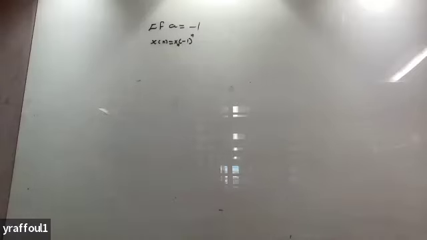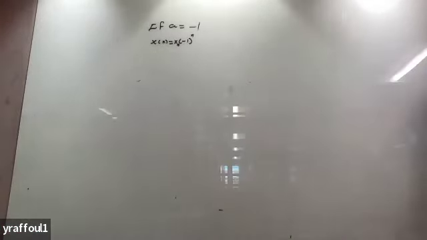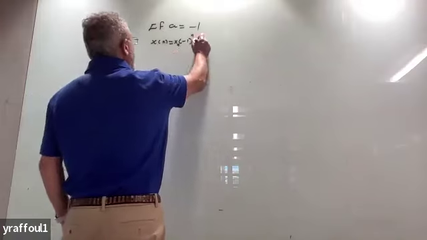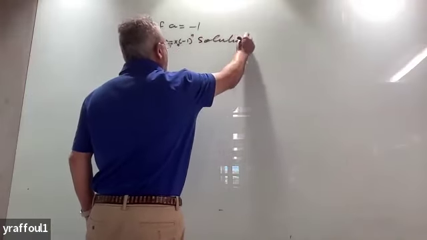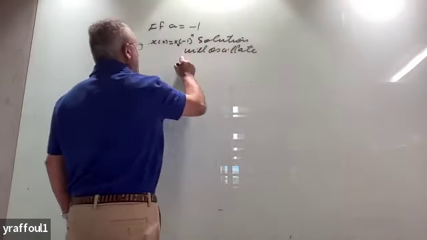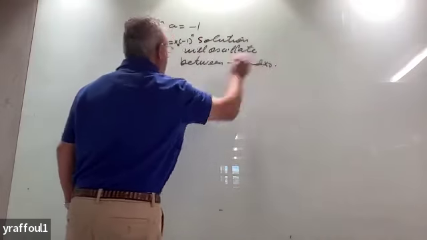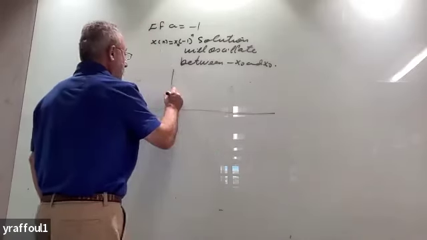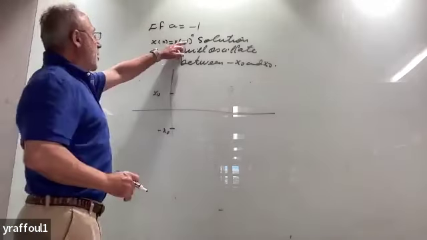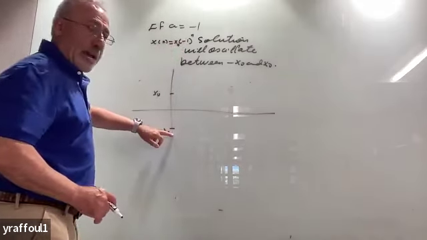So the solution will oscillate between minus x naught and x naught. Let's see what happens. So this will be x naught, that will be minus x naught. For n equals 0, you are at x naught. You are either here or here, correct?